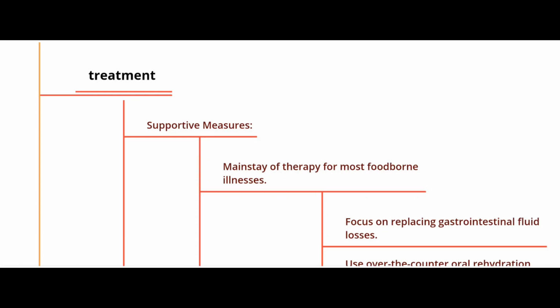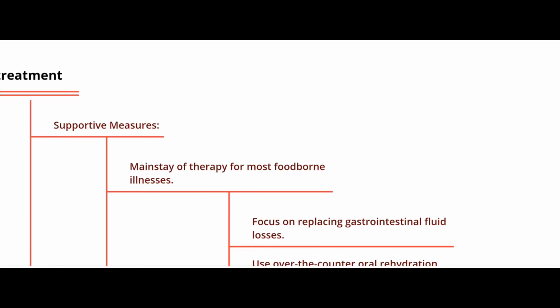Now we get to treatment. Treatment in most of our foodborne disease is supportive measures. Etiological treatment or etiotropic treatment is not needed most of the time. The mainstay of therapy for most foodborne illnesses is supportive measures.